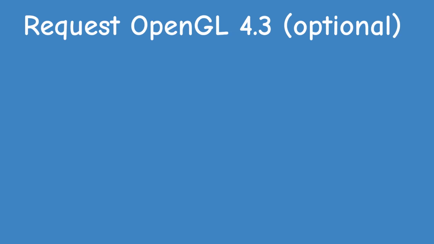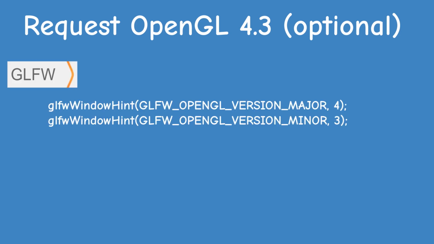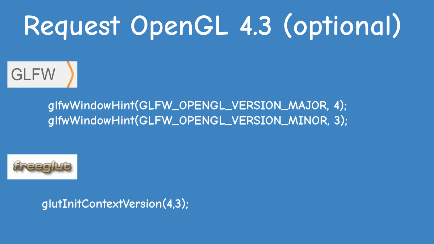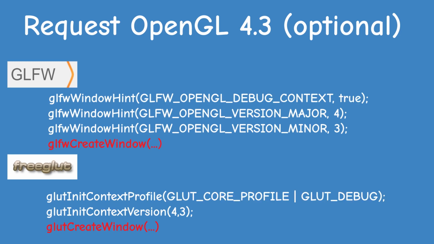At this point, you may choose to specifically request at least a 4.3 context. In GLFW, this is done with another call to glfwWindowHint to set the major and minor version context flags. In FreeGLUT, you need to call glutInitContextVersion with the same values. This part is optional, and the windowing system may create a modern context regardless of whether you request it or not, but this is something to check in case anything goes wrong. Note that all of this must be done before the actual window is created, because the context is created along with the window, so all the flags must be set by that time.